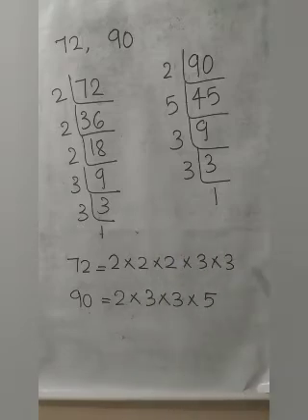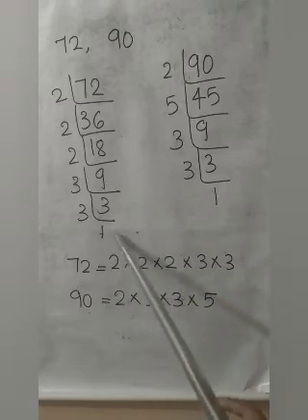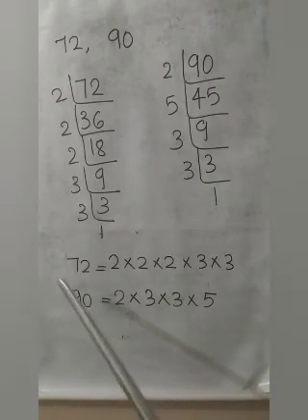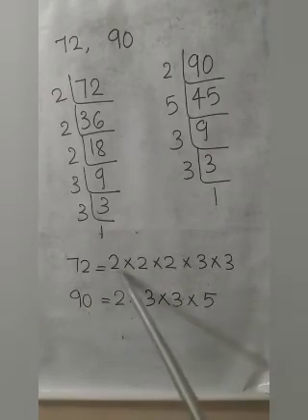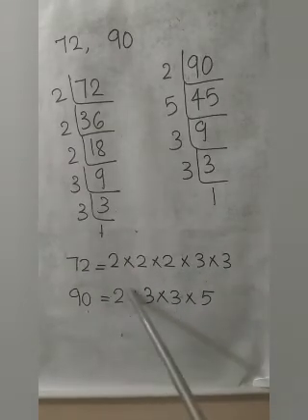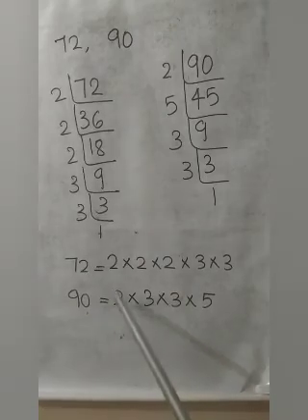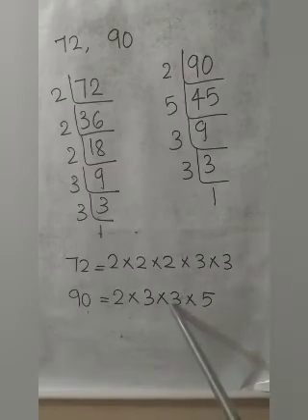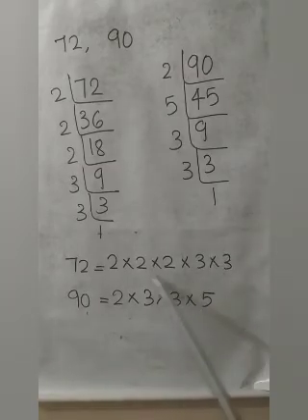Now we have written the factors here. Now compare what is common. Here we have one set of 2, isn't it? In 90 we have only one 2. But in 72 how many 3s? Three 3s are there. But what is common? Only 1. So one set of 2 is common. Next, here we have one 3, here also one 3. Again we have one more 3 here, here also one more 3 is there. Here we have 5, but here we don't have 5.